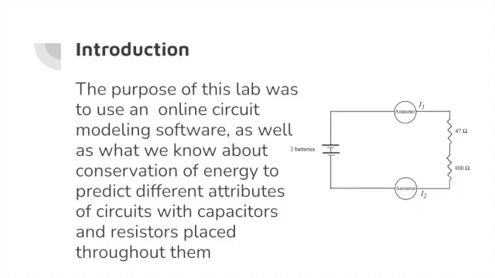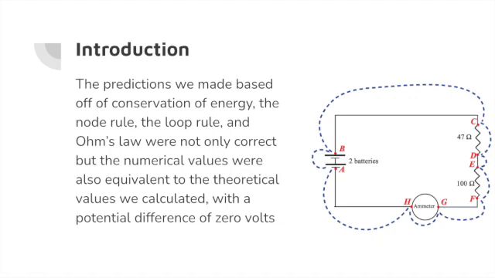Introduction. The purpose of this lab was to use an online circuit modeling software as well as what we know about conservation of energy to predict different attributes of circuits with capacitors and resistors placed throughout them. The predictions we made based off of conservation of energy, the node rule, the loop rule, and Ohm's law were not only correct, but the numerical values were equivalent to the theoretical values we calculated, with a potential difference of 0 volts.